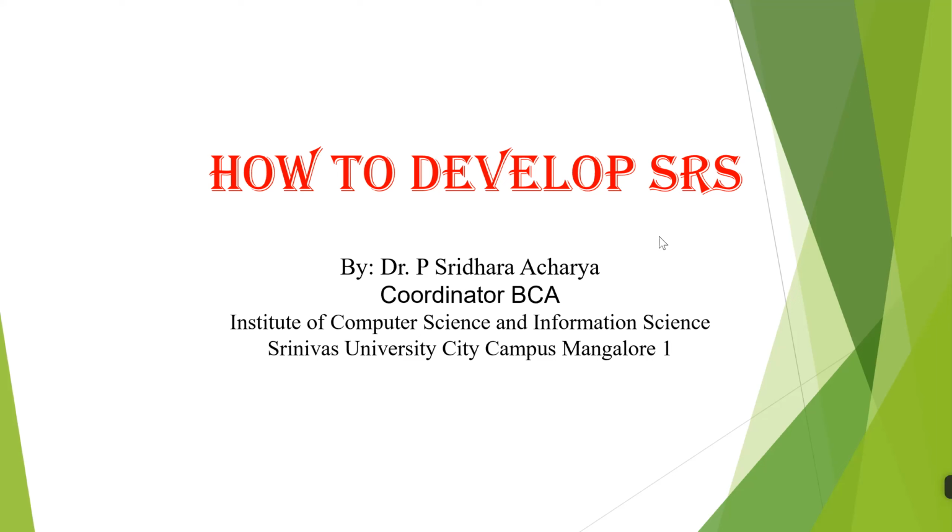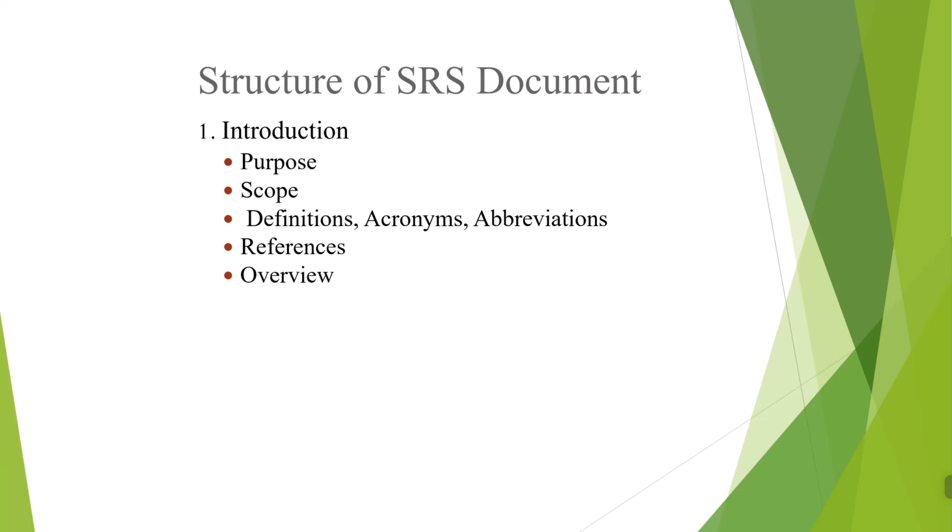Now let us see what you are going to consider in this software requirements specification. Your software requirements specification should be documented in the IEEE format. As per the IEEE format, in the beginning, point number one, you are supposed to give the introduction of the entire software, whatever you are going to develop.